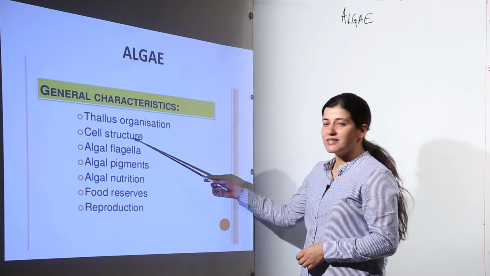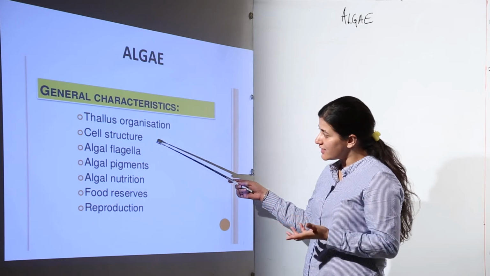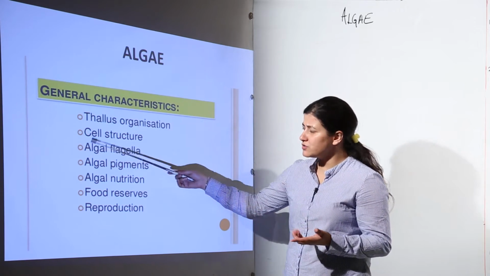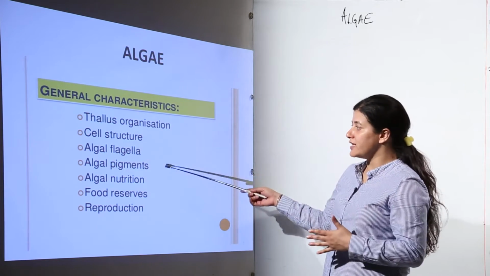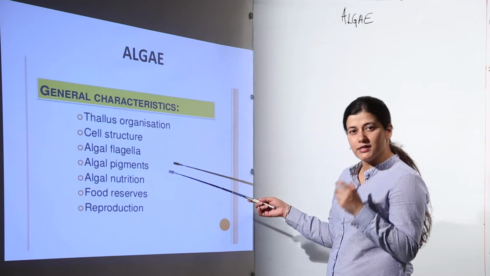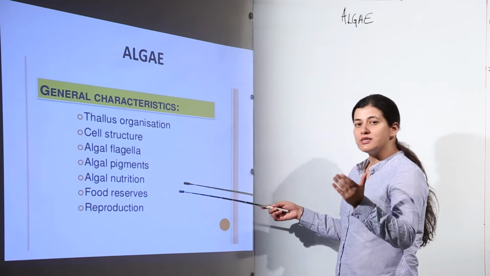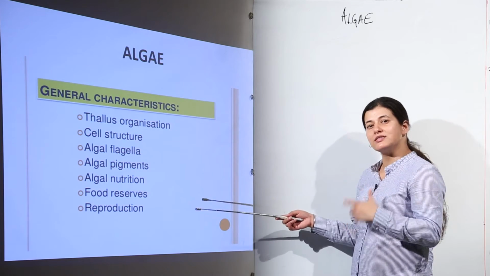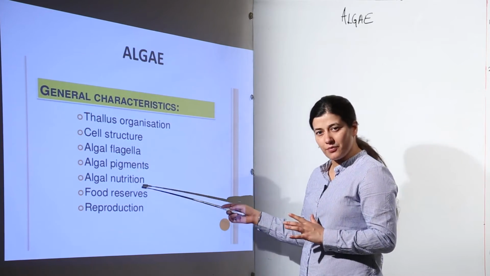Then there is the cell structure, how the cell is present, what actually is the cell structure, and you need not get into detail of this because basically it is a plant cell. When we talk about cell structure, we talk about the organelles, how they are present, and basically how the cell structure of one class of algae is different from the other, that is to be studied. Then we talk about the flagella if they are present.